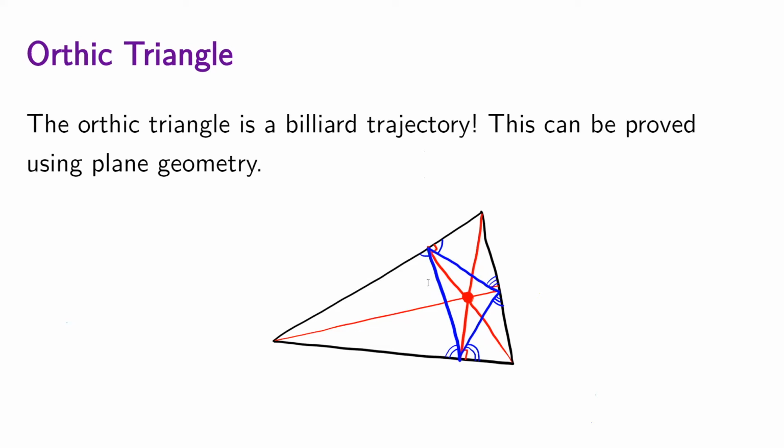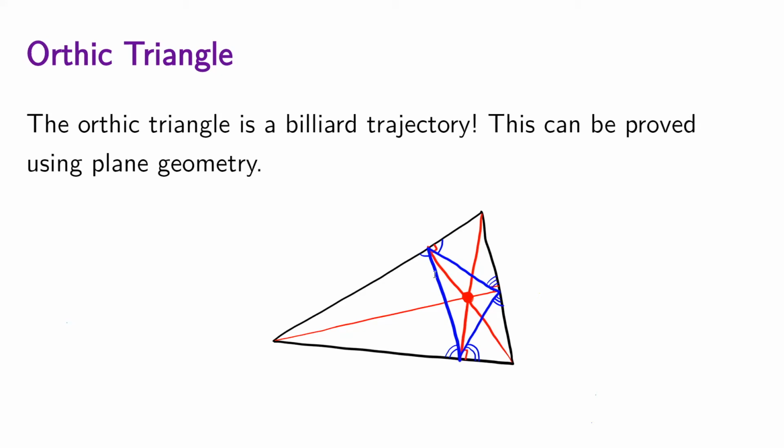That means that if you place your billiard ball on the blue triangle and you strike it in the direction of whichever edge of the blue triangle you're on, then it will bounce once, bounce twice, bounce a third time, and come back exactly to where you started. So I think that's kind of amazing.